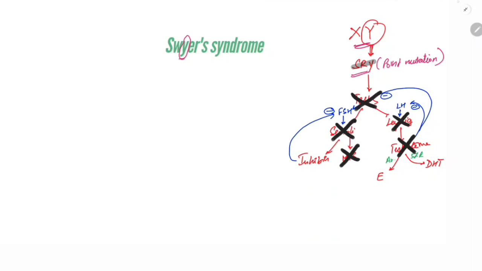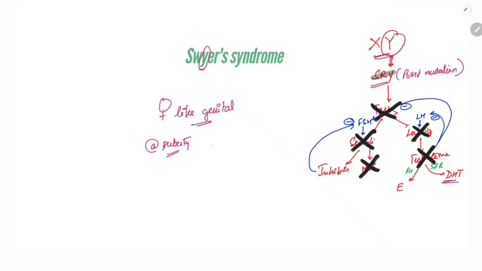So what is happening overall? There is absent androgen activity. The patient is going to have a female like genitalia. So பிறக்கும்போது the patient's sex will be determined as female, and at the time of puberty what happens is that the patient will present you with primary amenorrhea.